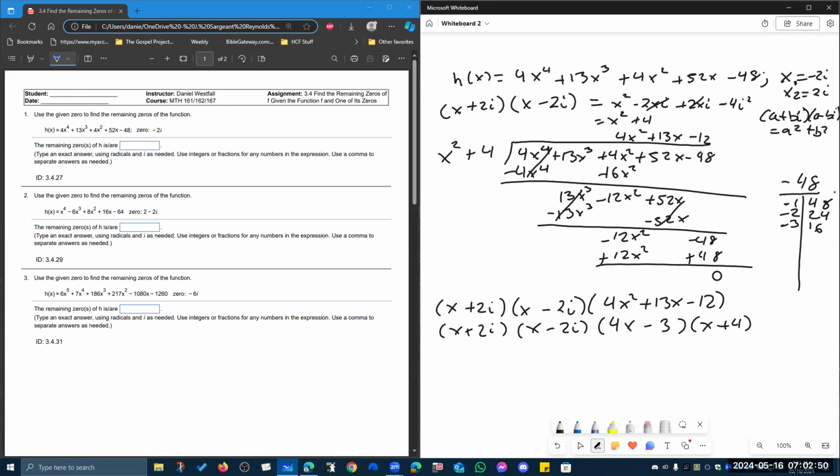So that gives me that my first answer that was given to me was negative 2i. My second answer, which was the complex conjugate of that, was positive 2i. The third answer here is going to be 3/4. And the fourth answer here is going to be negative 4. We wanted to give all three remaining zeros other than the one that was given to us, including that complex conjugate that was guaranteed. All right, let's go ahead and work on number 2 now.